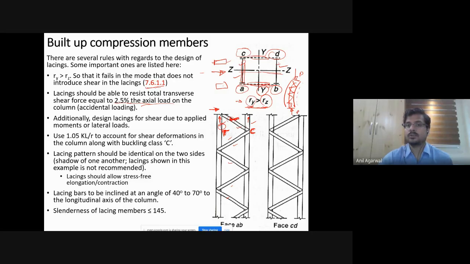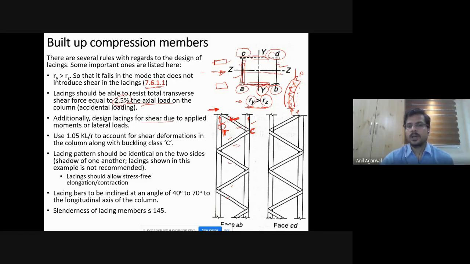Otherwise, if you know that there is going to be a significant amount of shear force coming and still you want to go with this kind of an arrangement, then for that shear force, you don't worry about 2.5%. If you know that there is a significant force coming in, so at least 2.5% or whatever is the actual shear force coming in, for that you design these lacings.